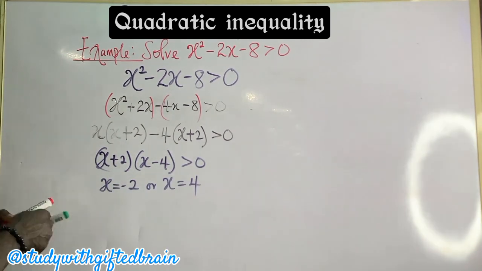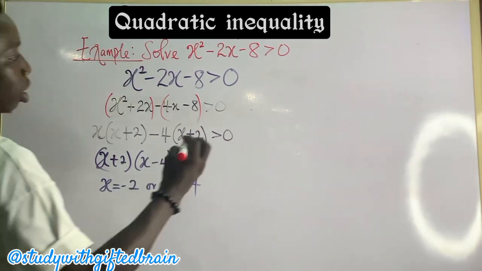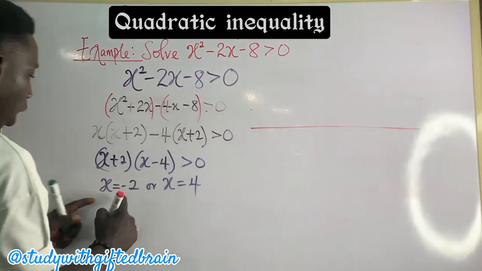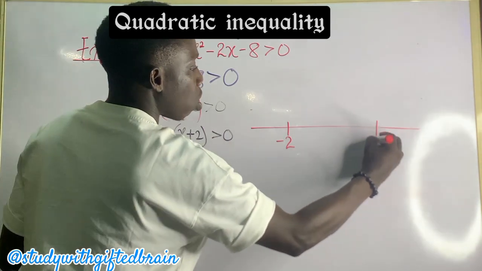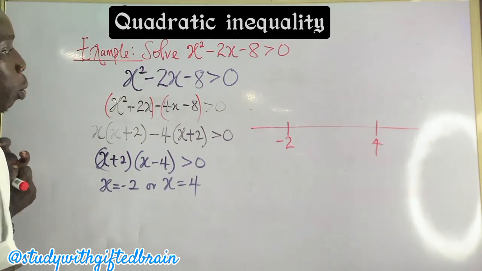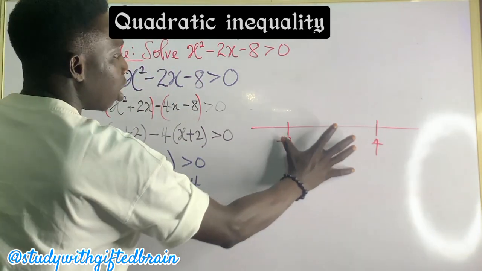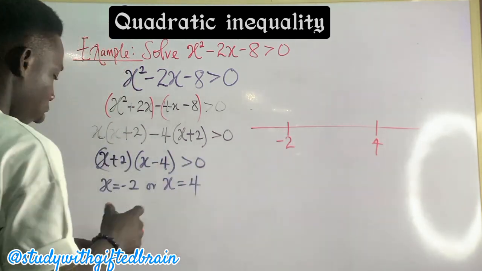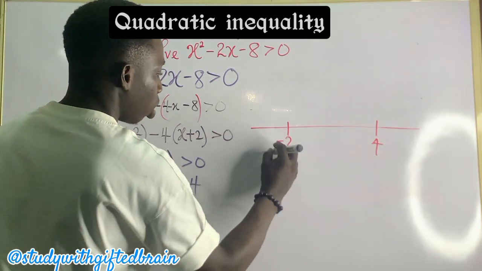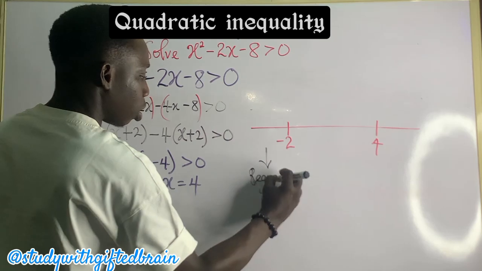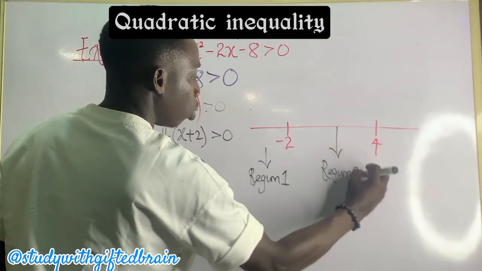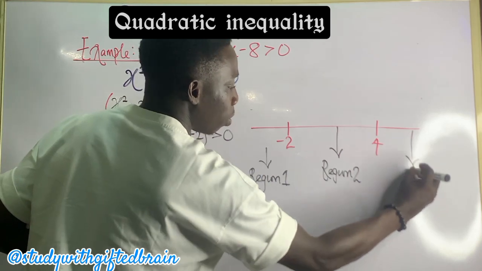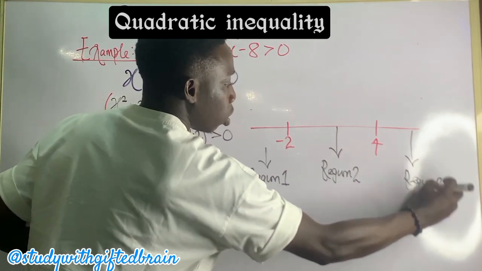Now we are going to be using a number line to get our solution. Now I have minus 2 and I have 4 here. We have 3 regions in this place. This is the first region, so we have region 1. Here we have region 2, and here we have region 3.